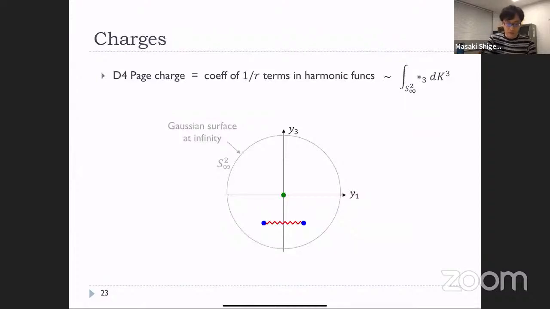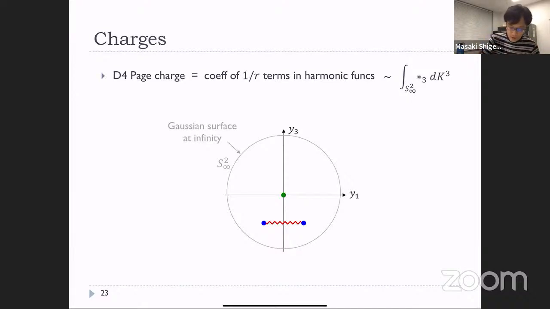Okay, so the charges. What I'm talking about is the default page charge, and that is nothing but the coefficient of the 1 over R terms in the harmonic functions. And that can be measured by this integral mathematically. If you want to measure this, then you have to consider this Gaussian surface at infinity. As long as you are away from any cut, you are safe, but you want to deform this into the ball.